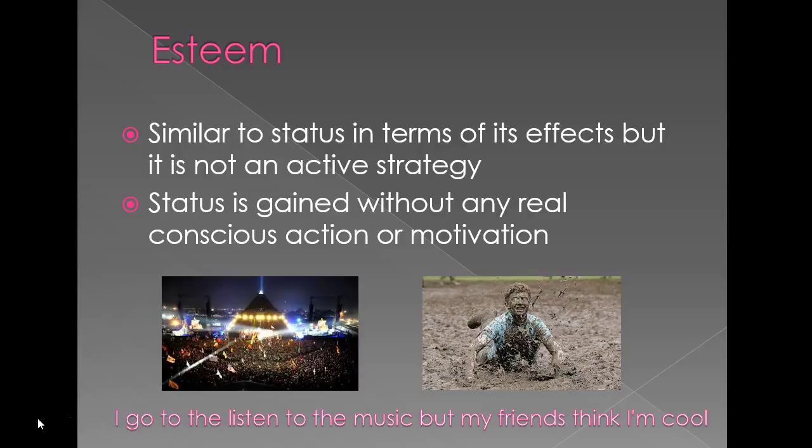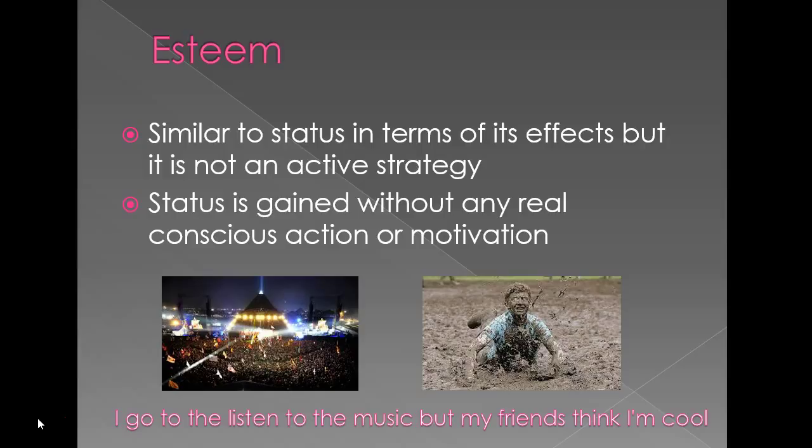Right, esteem then. This is similar to status in terms of its effects, as in people will have a positive view of you, but where status is an active strategy, this is more of an inactive strategy. So it means that the status is gained without any real conscious action or motivation.